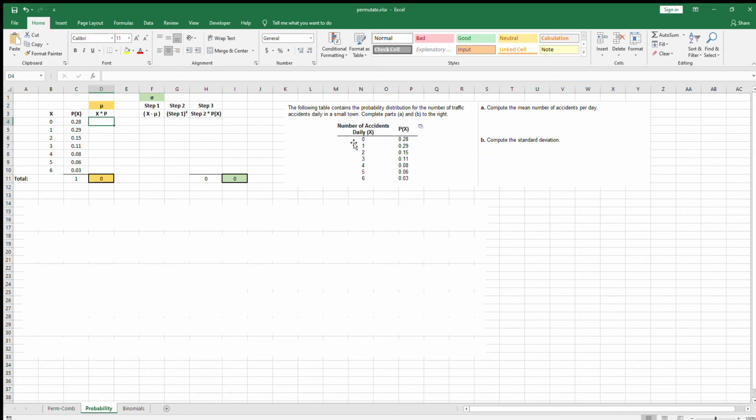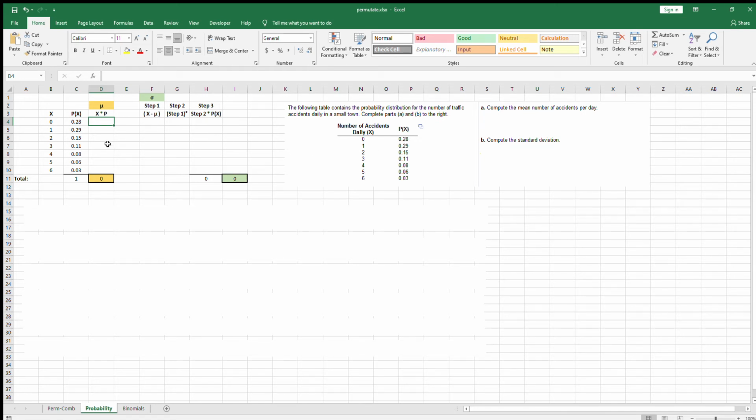You can see here that I've taken question 1, I've copied it, and I've transferred the data over here. And I'm just going to show you how you can use Excel to get through some of these frankly really complex calculations. So for A, we're asked to compute the mean number of accidents in a day. And that's pretty easy.